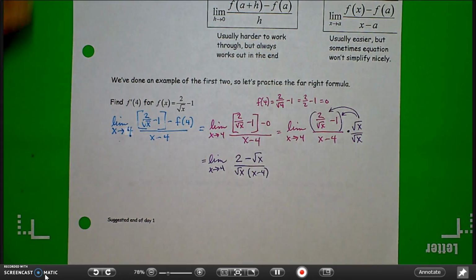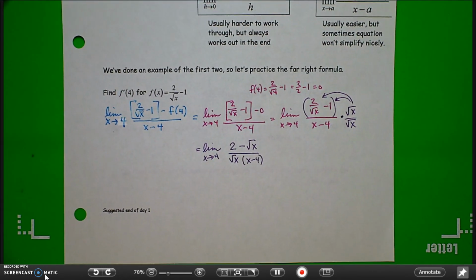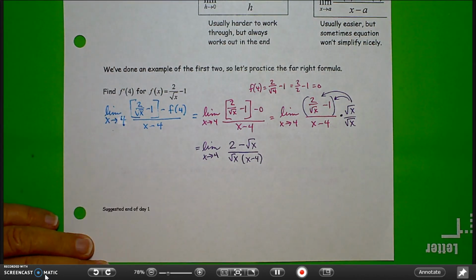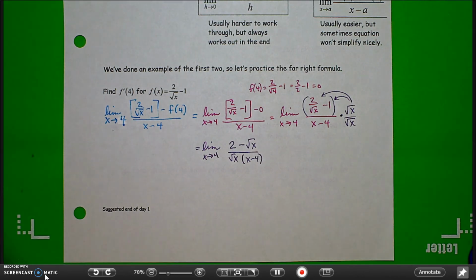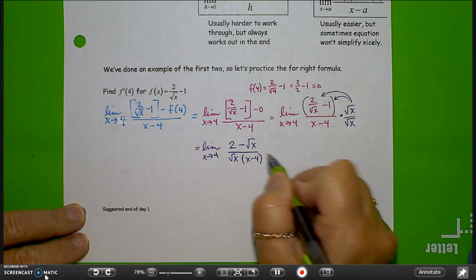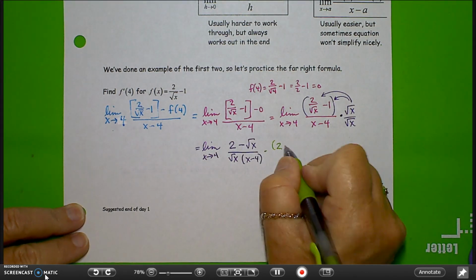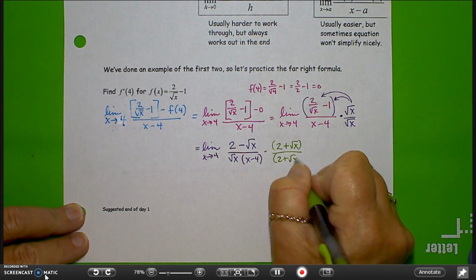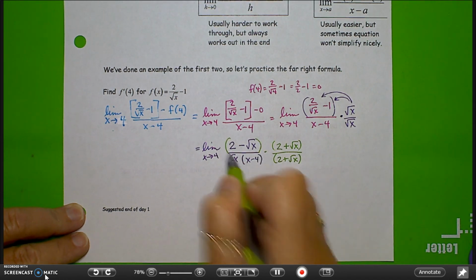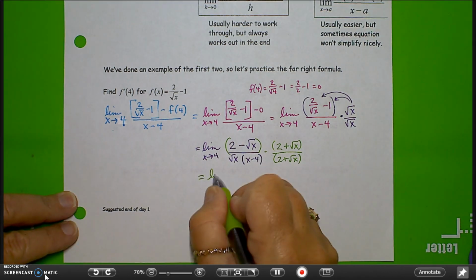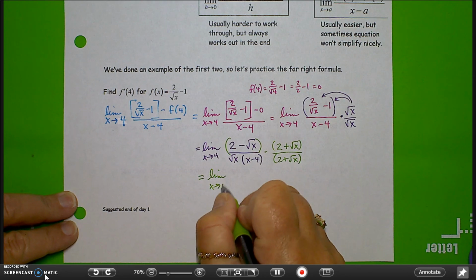Okay, I still have a denominator issue though, because I can't plug in 4 without getting a 0. So I need to clean it up further. And if you remember, a technique that works nicely when you have a radical in the numerator is to multiply by the conjugate of that. So I'll multiply top and bottom by 2 plus root x. That way when I FOIL the numerator, it gets cleaned up quite a bit.